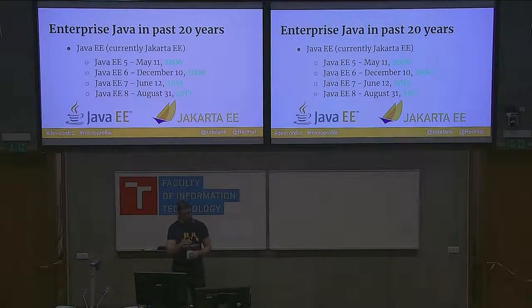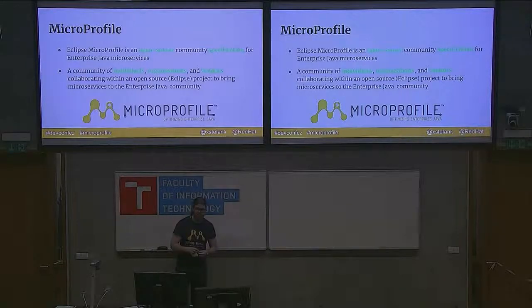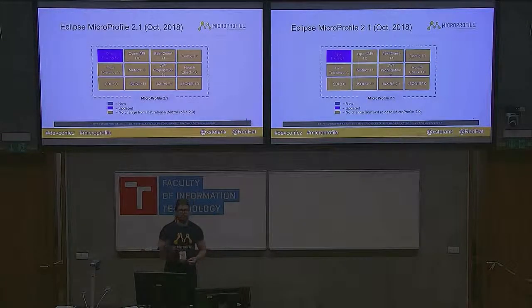Around 2014, I think, containers and cloud came, so we in the community decided that we need to do something about it, that we cannot wait for the next Java EE release. That's why a group of vendors like Red Hat, IBM, and Tomitribe got together and created a new initiative, put it under the Eclipse project, and aimed it at creating an open source specification for optimization of Java microservices.